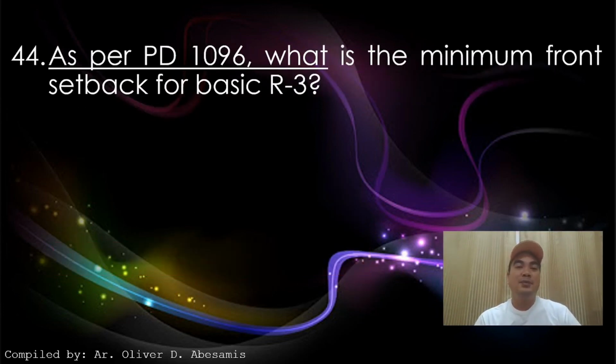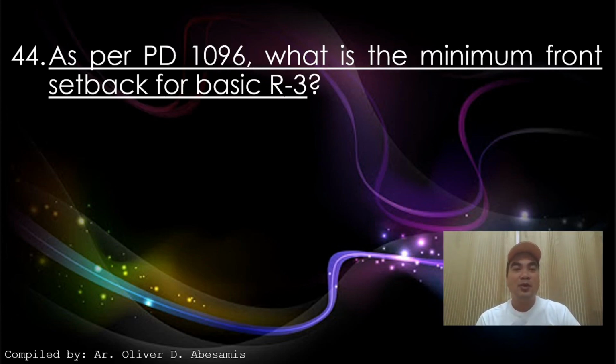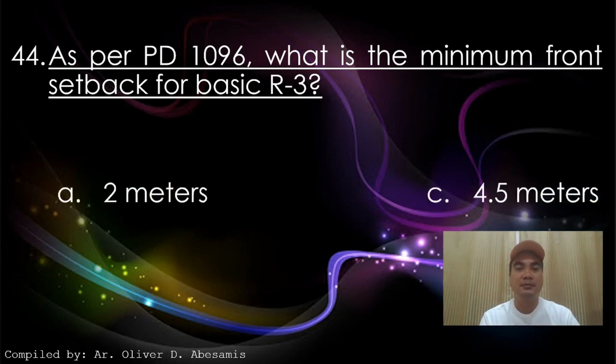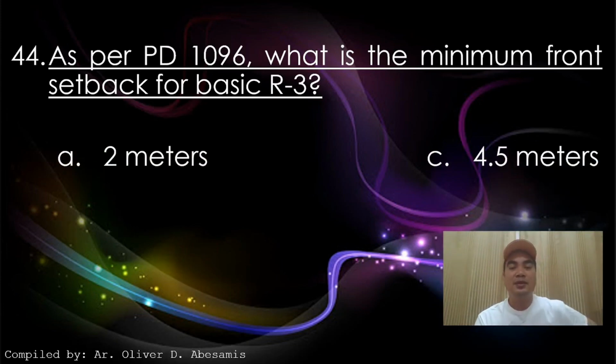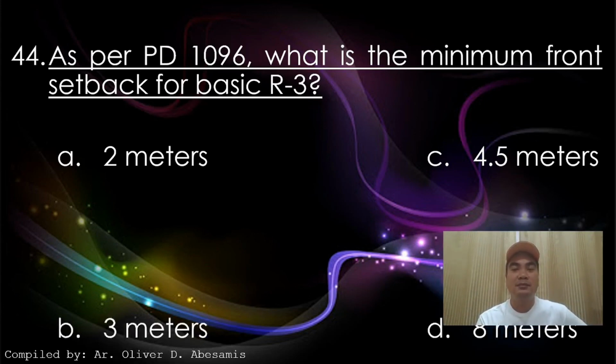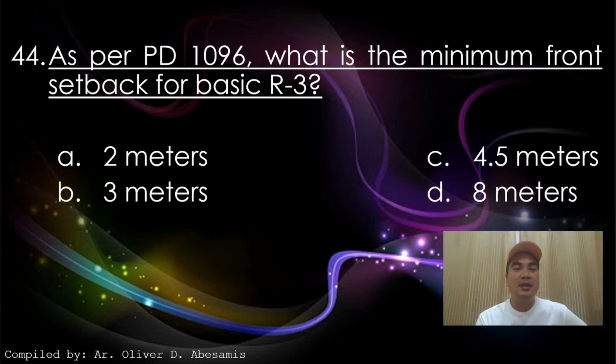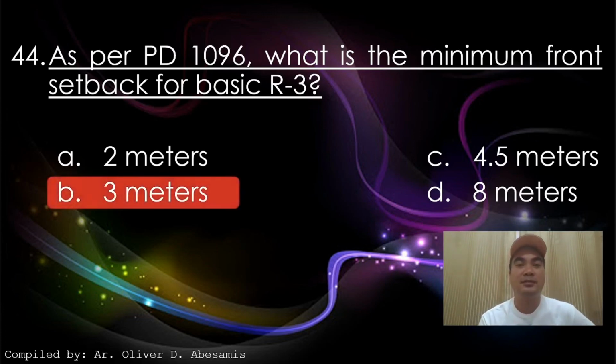44. As per PD1096, what is the minimum front setback for basic R3? Again, as per PD1096, what is the minimum front setback for basic R3? A. 2 meters, C. 4.5 meters, B. 3 meters, and D. 8.0 meters. Answer? B, 3 meters.